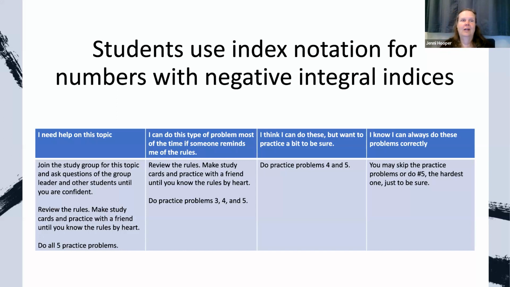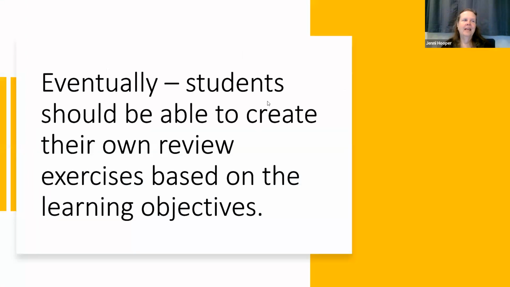Or what if they're in the third category? I think I can do these, but I want to practice a bit to be sure. Just do practice problems 4 and 5 on this. That's all. If you know this, you don't need to spend your time on it. And we're communicating how to make that decision and what it looks like. And what if I know I can always do these problems correctly? Well, then you can skip all the practice problems or do number 5, the hardest one, just to be sure. So they can just check that off, feel good, move on. That's one way this could play out.